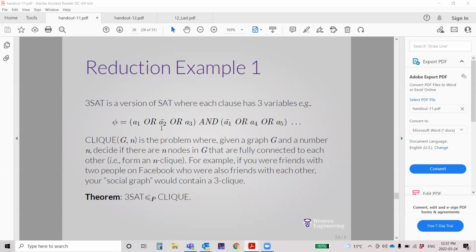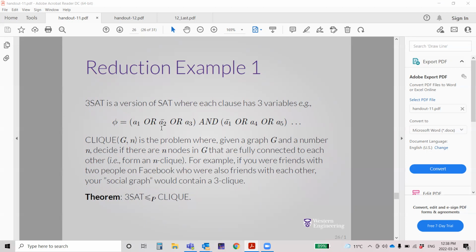Clique is a problem with a graph G and a number N: given a graph G and a number N, decide if there are N nodes in G that are fully connected to each other, forming an N-clique. For example, if you were friends with 2 people on Facebook who were also friends with each other, your social graph would contain a 3-clique.